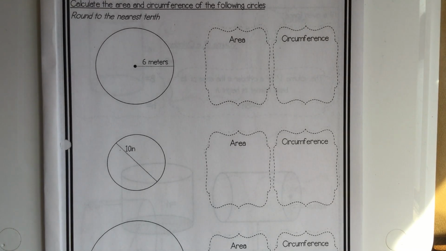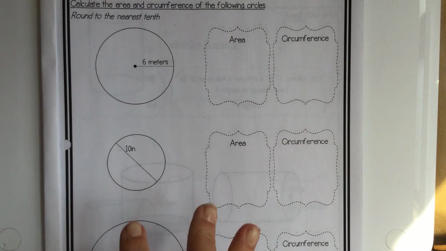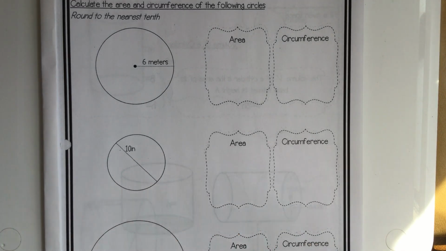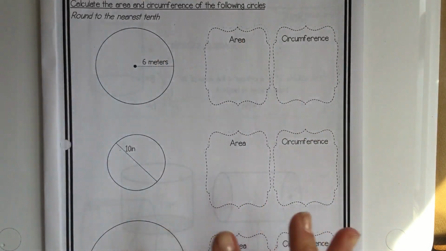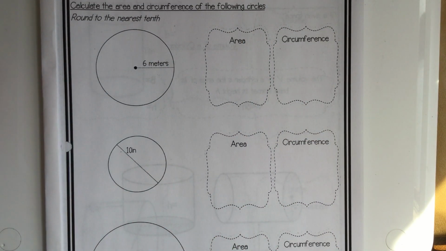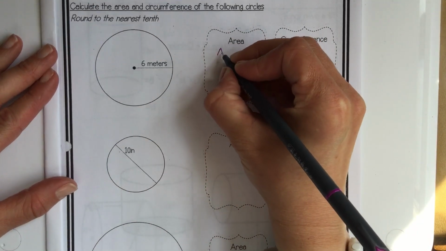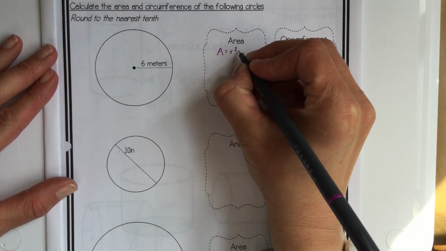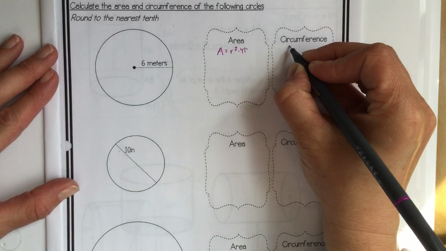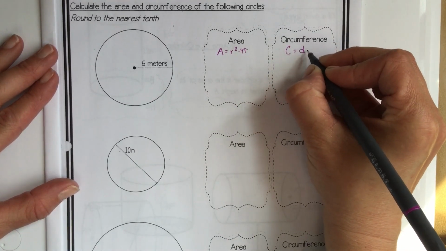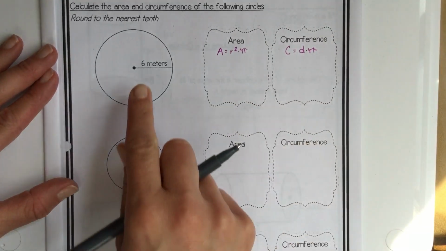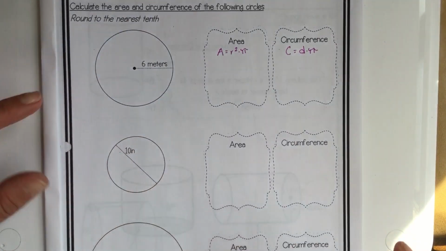Okay, 7th graders, here is our warm-up. We are going to be doing the volume of cylinders today. So the warm-up is just recapping area and circumference. Remember that the area formula is radius squared times pi. The circumference formula is diameter times pi. They want us to round to the nearest tenth.